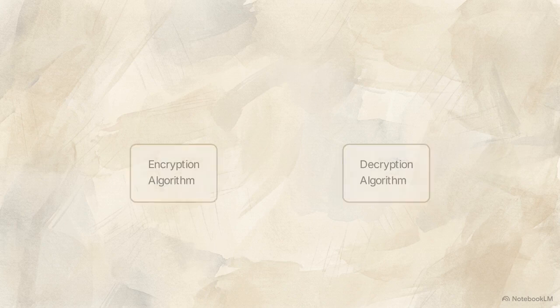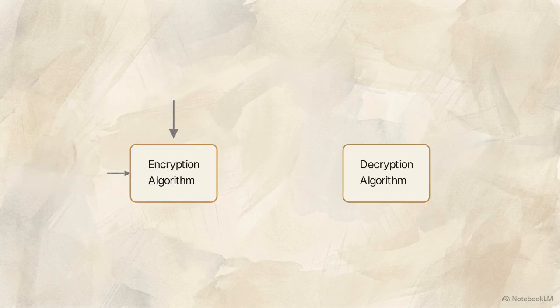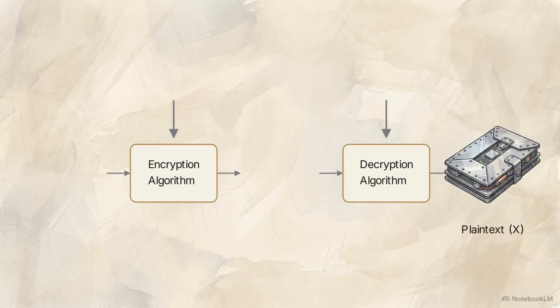This flowchart illustrates the basic model. We start with plain text, X, and a secret key, K. Both enter the encryption algorithm, which outputs ciphertext, Y, the scrambled result. To reverse the process, the decryption algorithm requires an exact duplicate key to translate ciphertext back to plain text.